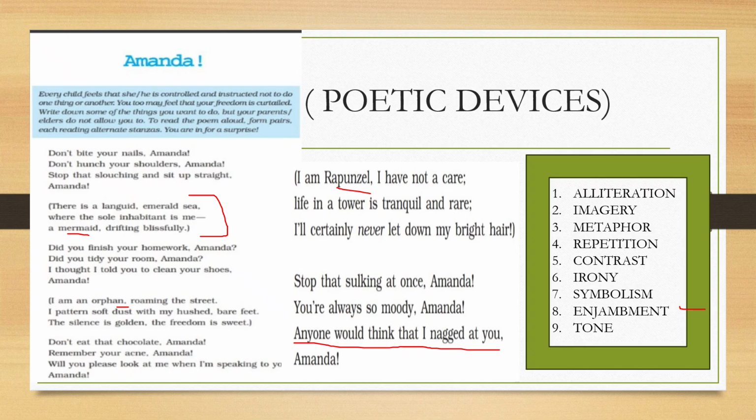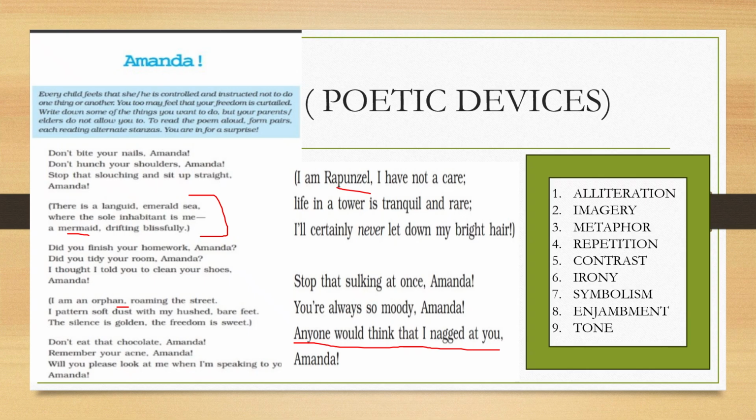Uninterrupted imagination. There is a languid emerald sea where the sole inhabitant is me, a mermaid drifting blissfully. There is no full stop. After the last word we can see the full stop. That is known as enjambment. When a sentence continues from one line to the next without a pause, it is known as enjambment.